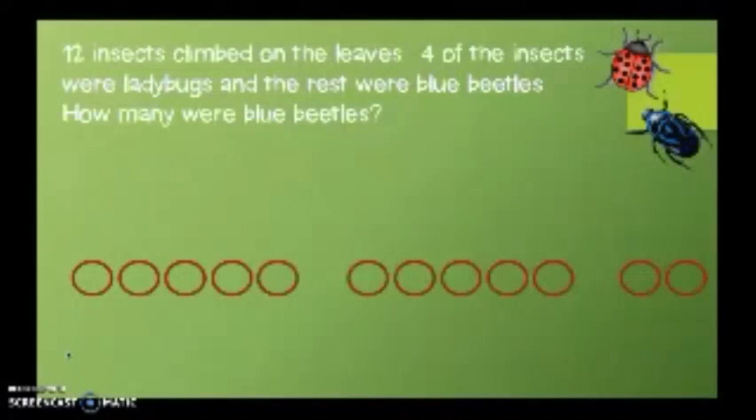All right, now it says 4 of the insects were ladybugs. Well, since I already drew the whole amount, I know one of the parts must be 4 of those insects are ladybugs. So I'm going to go ahead and label L for ladybugs. And then I'm going to circle that 4 of them were ladybugs. Okay, I can clearly see that I knew the whole amount and one of the parts.